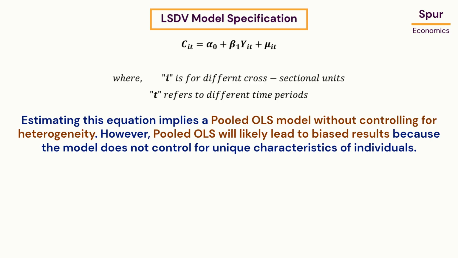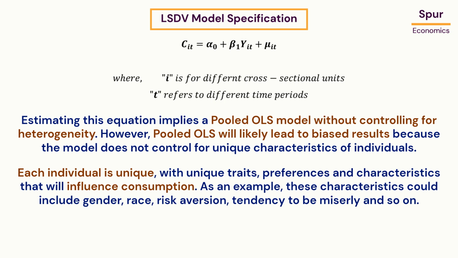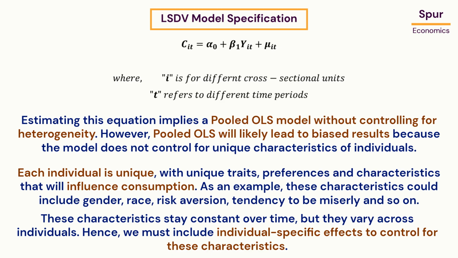However, pooled OLS will likely lead to biased results because the model does not control for unique characteristics of individuals. Each individual is unique, with unique traits, preferences, and characteristics that will influence consumption. As an example, these characteristics could include gender, race, risk aversion, tendency to be miserly, and so on. These characteristics stay constant over time, but they vary across individuals. Hence, we must include individual-specific effects to control for these characteristics.